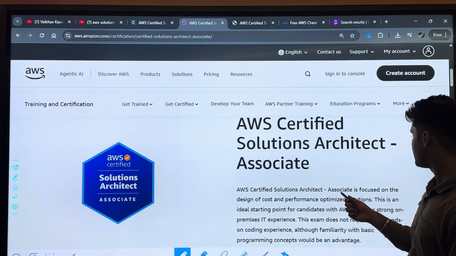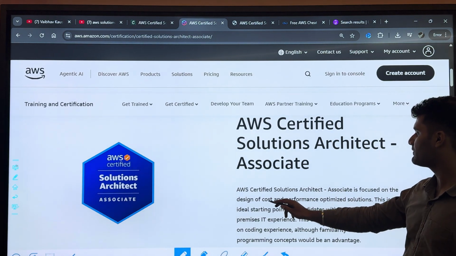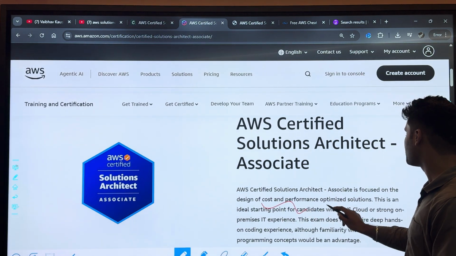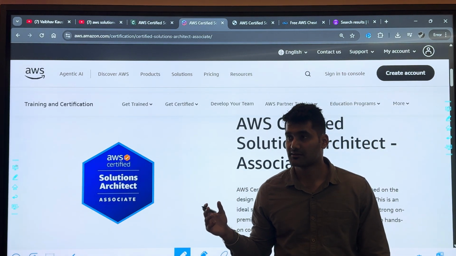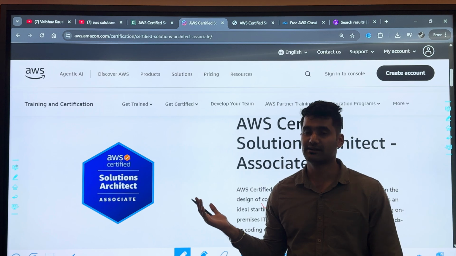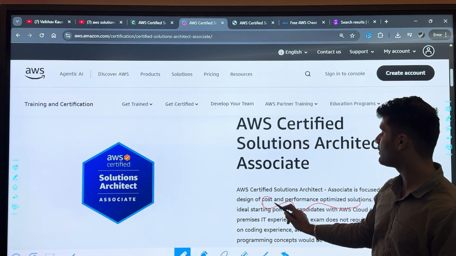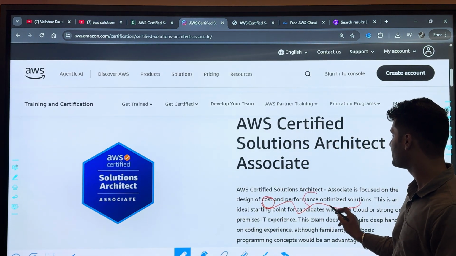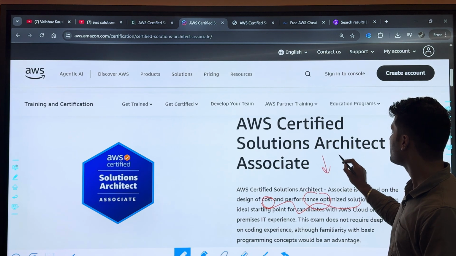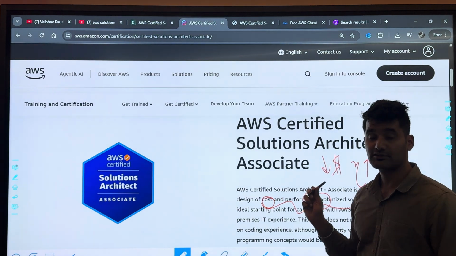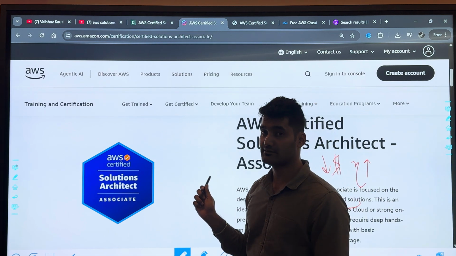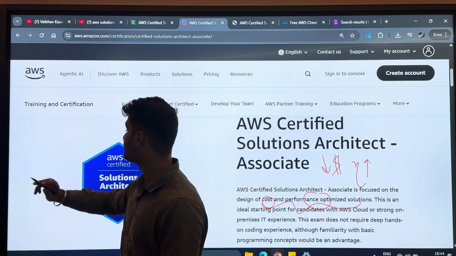AWS Certified Solutions Architect Associate focuses on the design of cost and performance optimized solutions. So it's not just about creating your infra in AWS, right? Now it is about cost and performance optimization also. Cost should be down and your performance should be up, right? These two things you have to take care of while preparing for this certification.